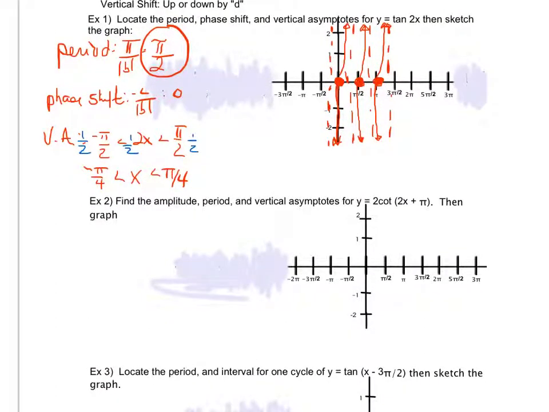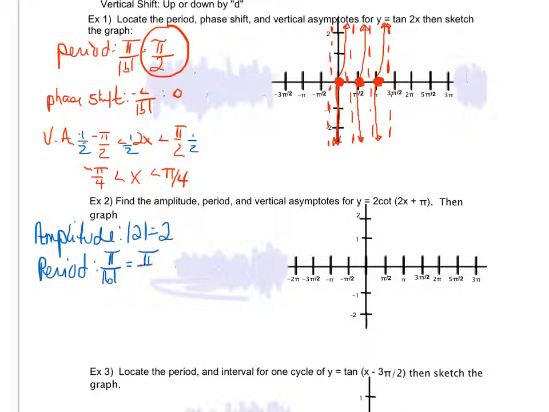So first thing I'm going to do is find my amplitude. Notice now I'm working with cotangent. So my amplitude is still absolute value of A. So absolute value of 2 is just 2. I will find my period, which, remember, is going to be pi over absolute value of B. So I get pi over 2. And my phase shift, which is going to be negative C over absolute value of B, which gives me negative pi over 2 over 2.